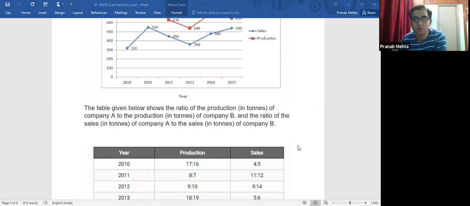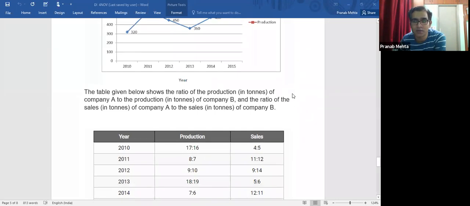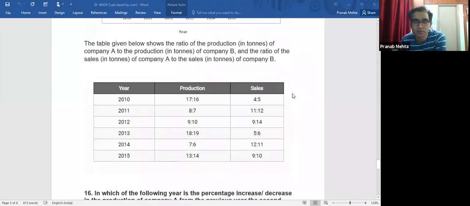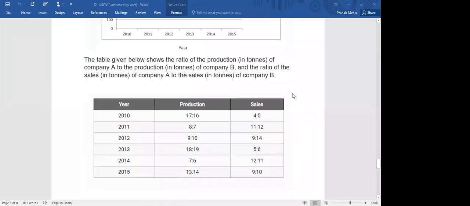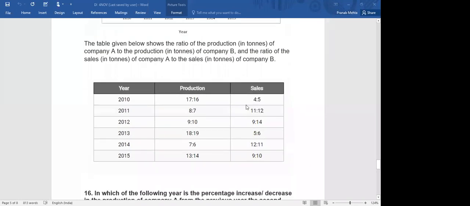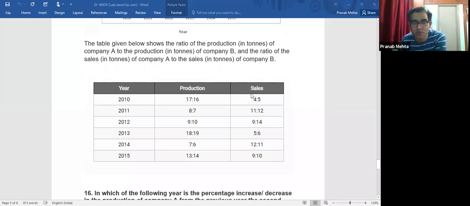Have all of you understood the data? Everyone? Yes, sir. Girls, have you understood this? This is the production ratio. Don't get confused. Production ratio, sales. And don't get terrified by looking at these values.